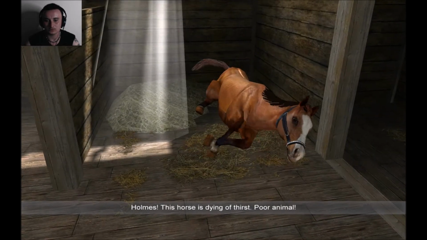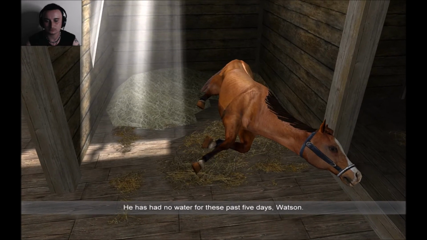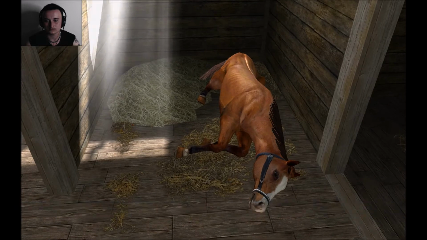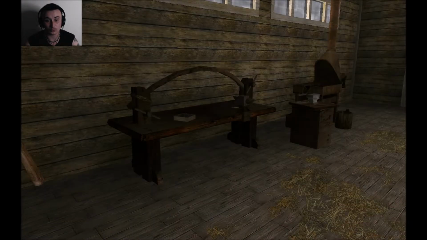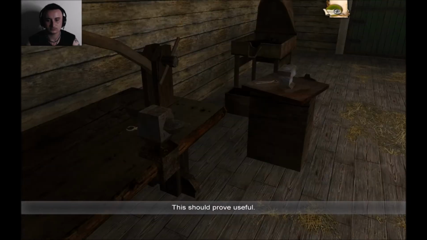Holmes, this horse is dying of thirst. Poor animal. He has had no water for these past 5 days, Watson. Unbearable. Well, we will help him. We have to find some water. This should prove useful.